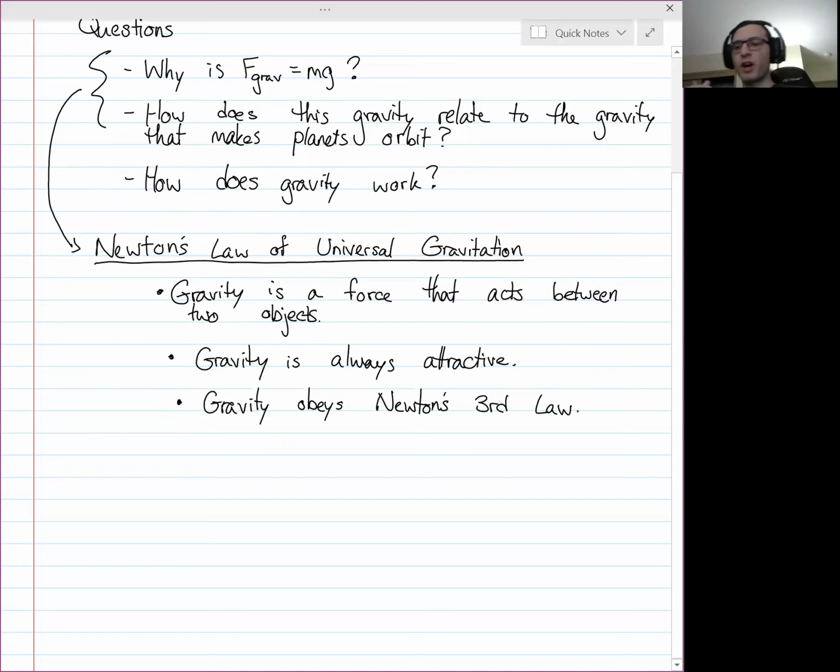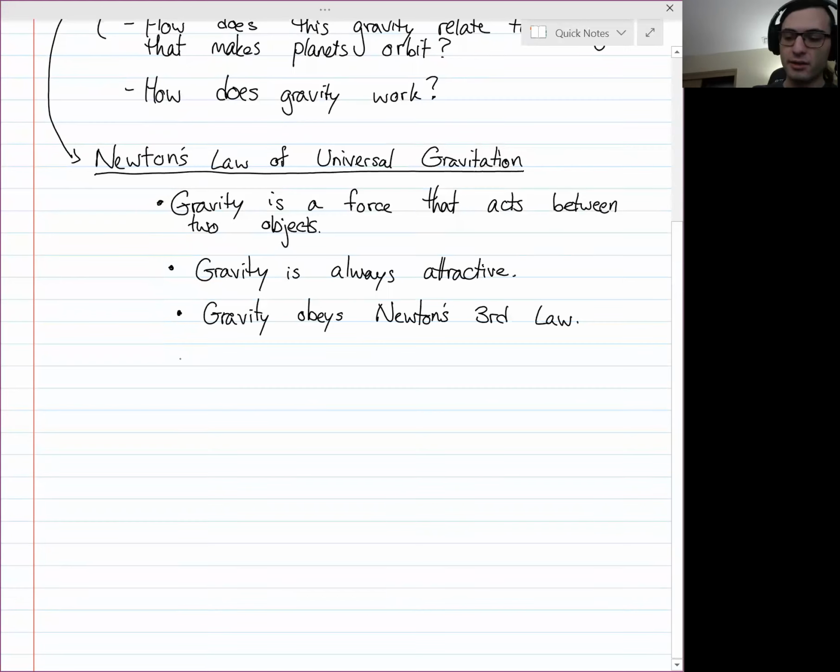So that means that if object 1 is applying a gravitational force to object 2, object 2 will apply an equal and opposite gravitational force to object 1. The fourth thing is a set of ways to characterize the magnitude of gravity. The magnitude depends only on, I suppose, three things, but I'm going to say two things.